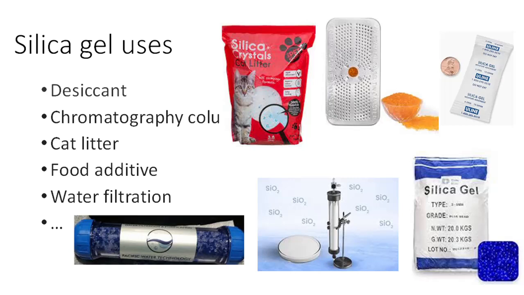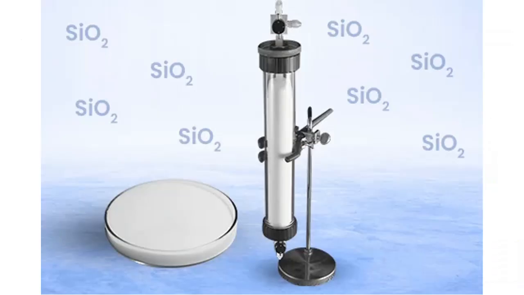Air drying. Silica gel is commonly used to dry the air in industrial compressed air systems. In these applications, compressed air flows through a bed of silica gel beads, effectively removing moisture from the air before it reaches sensitive equipment. In chromatography, silica gel is widely used in chromatography columns, where it serves as a stationary phase in the separation of different compounds.